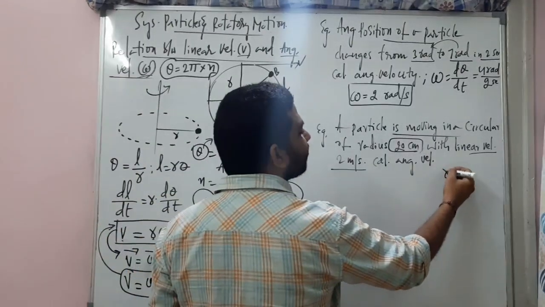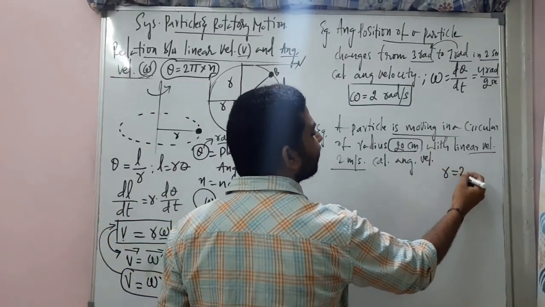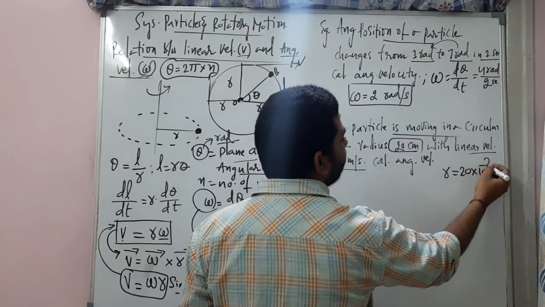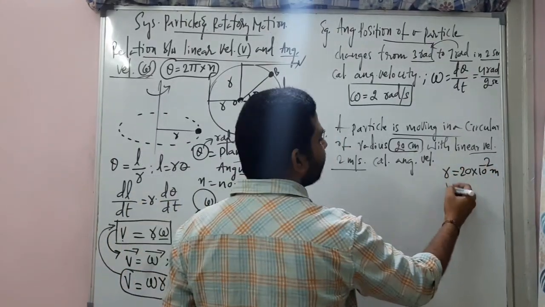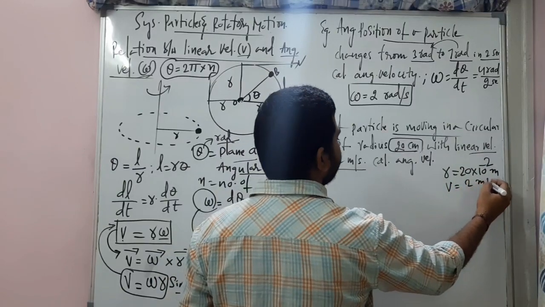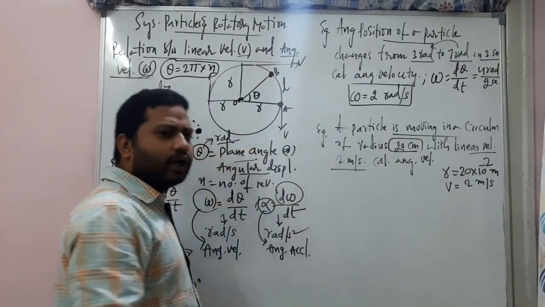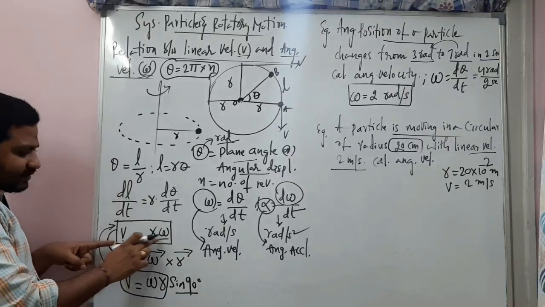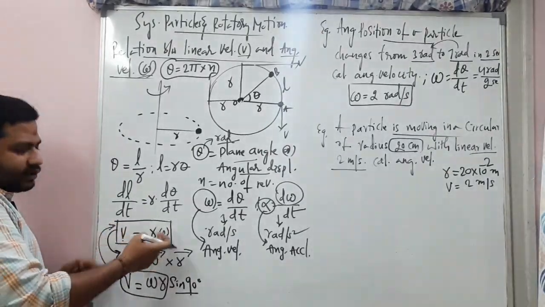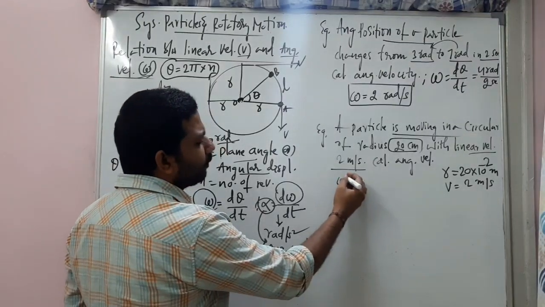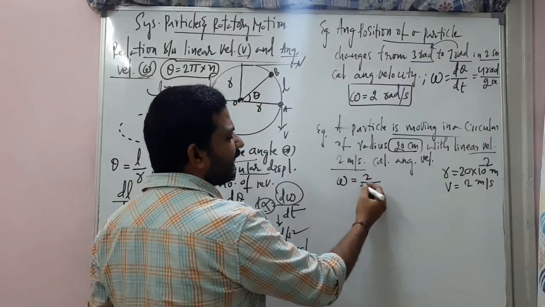Okay, so R is given as 20 centimeters, 20 into 10 raised to minus 2 meter, and the linear velocity is given as 2 meters per second. How can you find the angular velocity? Angular velocity: V is equal to R omega, so omega is equal to V by R. Simple, omega is equal to V by R.